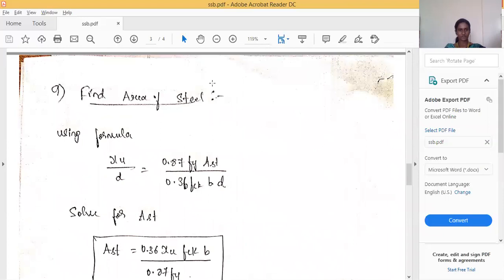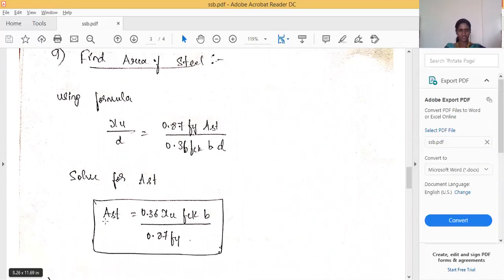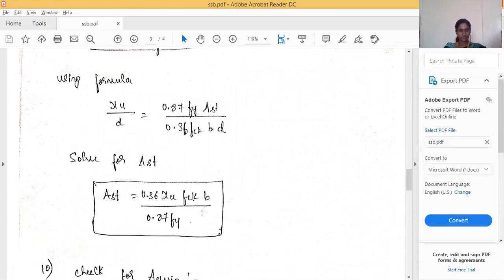Next, finding the area of the steel. So we have the formula XU by D is equals to 0.87 Fy AST divided by 0.36 FCK BD. So solving for AST, AST is equals to 0.36 XU FCK B by 0.87 Fy. You have different formulas for calculating AST, but if you're using Excel for calculating AST, this formula will be better.